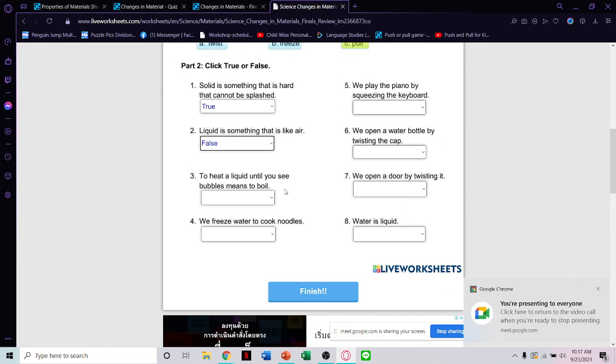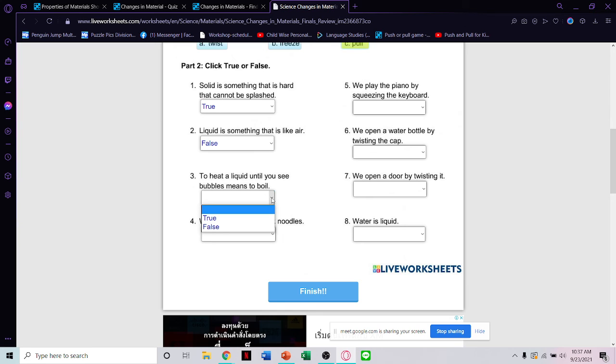Number 3, to heat a liquid until you see bubbles means to boil. True or false? You make the liquid hot and then some of the liquid turns into gas because of the heat. True. Number 4, we freeze water to cook noodles. True or false? False.